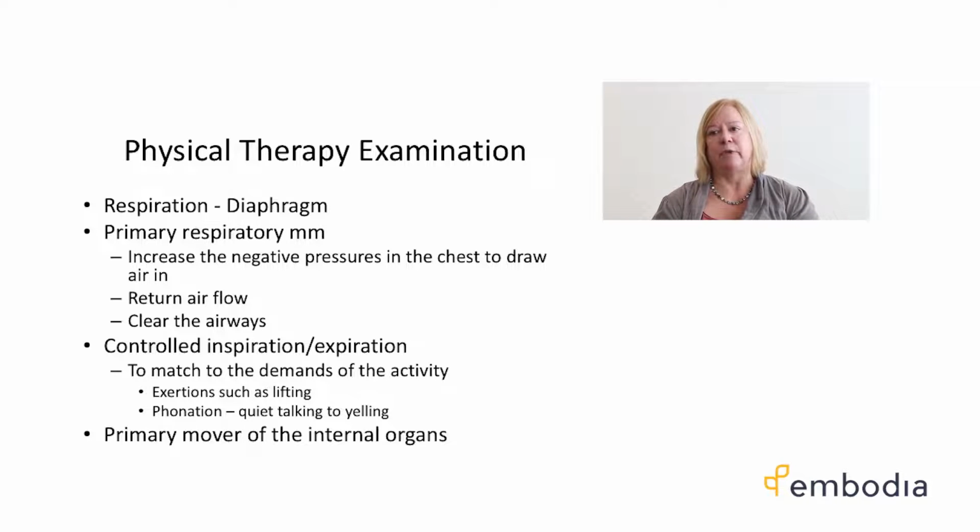Remember, with primary respiratory muscles, the diaphragm is the one, and its job is to increase the negative pressures in the chest to draw the air in by descending, and then it returns the airflow out. And the other important thing is the diaphragm with the abdominal muscles and pelvic floor work very hard to clear the airways for coughs and sneezes. We want the inspiration and expiration to just match the demands of the activity. Are they really breathing hard just sitting? Or are they really having to exert really hard to just get out of the chair or get off of bed? Why are they having to work so hard, and why are they breath holding or breathing so hard to do that?